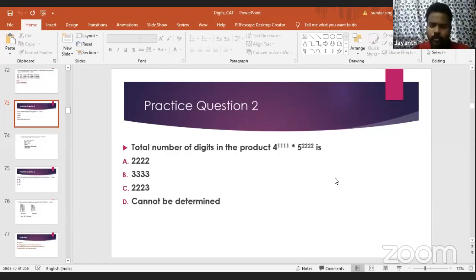Find the total number of digits. Okay, find the total number of digits present in the product 4 power 11 into 5 power 22.